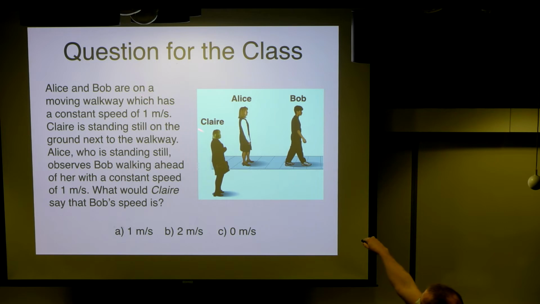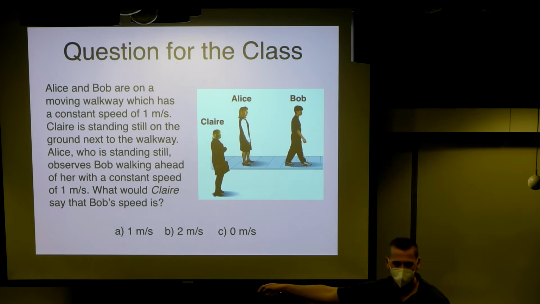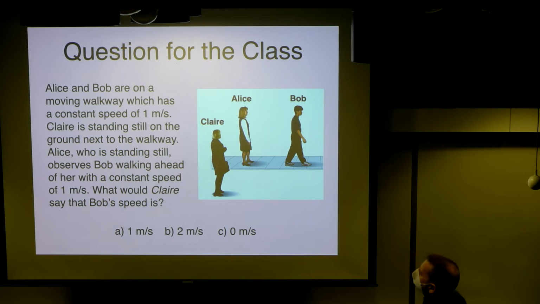Alice and Bob are on one of these moving walkways that you find at airports typically. And the moving walkway itself has a speed of 1 meter per second. So that's just the belt moving across the ground, how fast it's moving. So Claire is standing still on the ground. She's not on the walkway. Alice is standing still, but she is on the walkway. All right? Okay, then we have Bob, who is on the walkway, and he's actually walking.